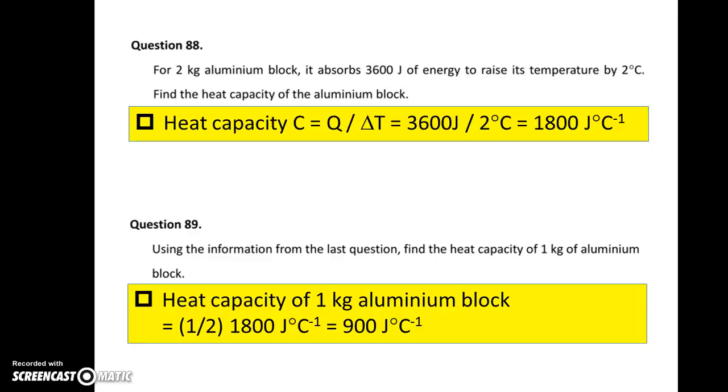After calculating the heat capacity of 1 kilogram of water, let's move on to calculate the heat capacity of 1 kilogram of aluminium. In question 88, you are given a 2 kilogram aluminium block which absorbs 3600 joules of energy to increase the temperature by 2 degrees Celsius. So to increase the temperature by 1 degree Celsius, it absorbs 1800 joules of energy. And this is a 2 kilogram aluminium block. For a 1 kilogram aluminium block, it absorbs half the energy, which is 900 joules per degree Celsius.